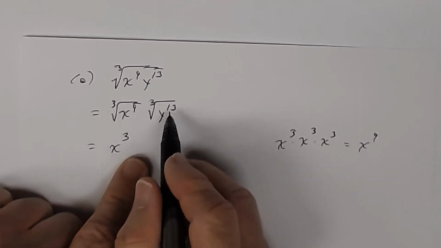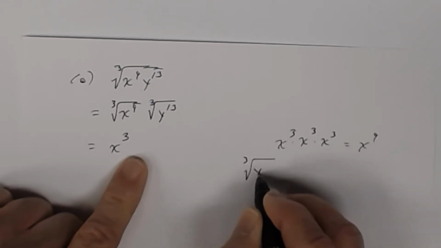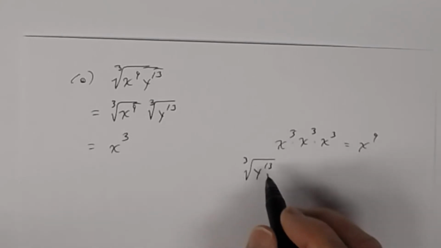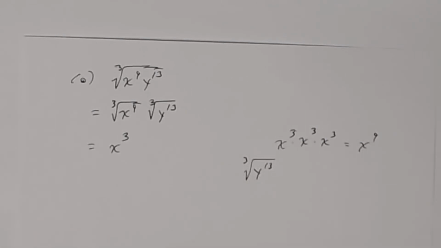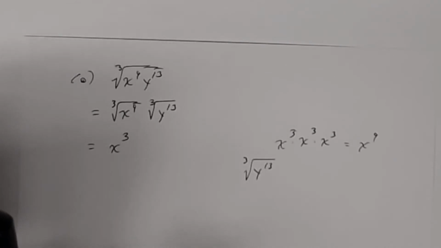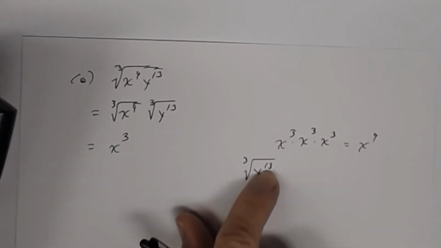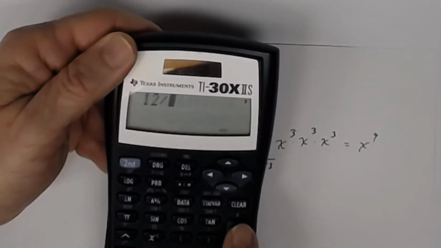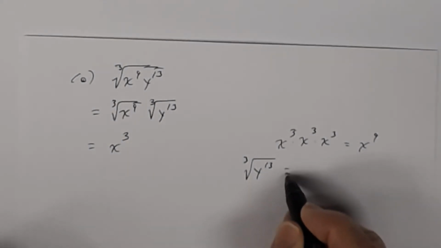Now this one you've got to think about. 13 is not divisible by 3. Cube root of y to the 13th. Here's how you think about this. Remember, you're dealing with 3 now. What's the largest integer less than 13 that's divisible by 3? If you need to, use your calculator. So you may say, well, I'm going to look at 12. Is 12 divisible by 3? Yes, because I get an integer. So it's 12, and I'm going to rewrite this as the cube root.